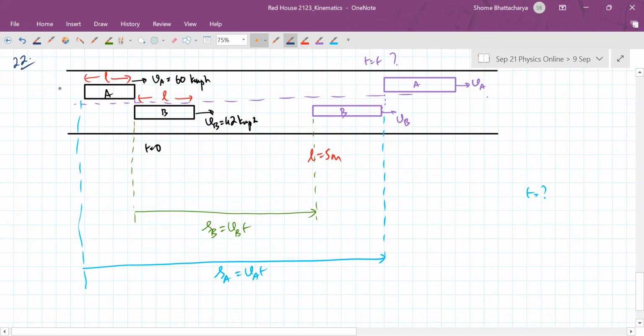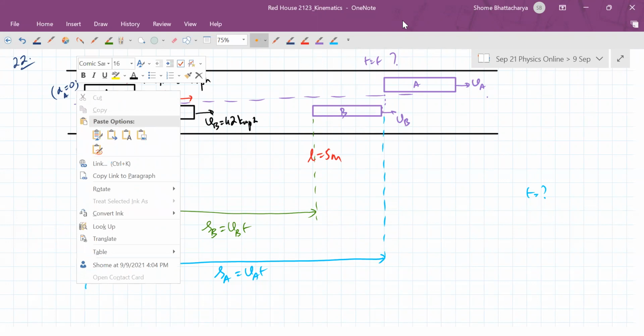Both are moving with zero acceleration. They're moving with uniform speed. Okay, so calculate the value of time and just send it to me in a text message. It's quite easy.